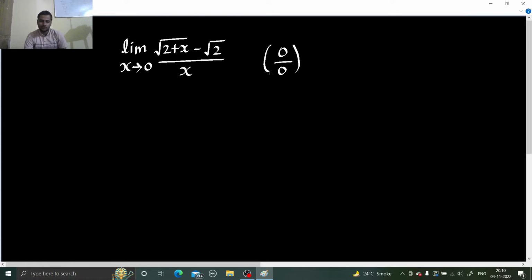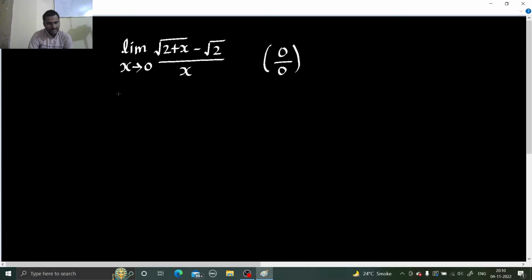So we'll have to remove this. Solving a limit means removing this 0 by 0 form. There is one beautiful method, and that is rationalizing. What do you mean by rationalizing? Multiplying numerator and denominator by the conjugate. Okay.